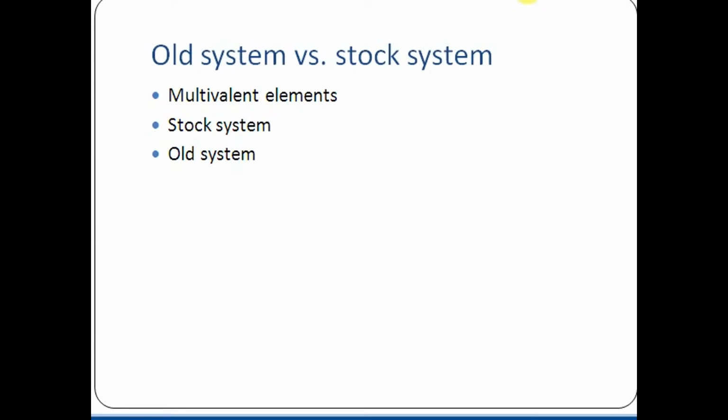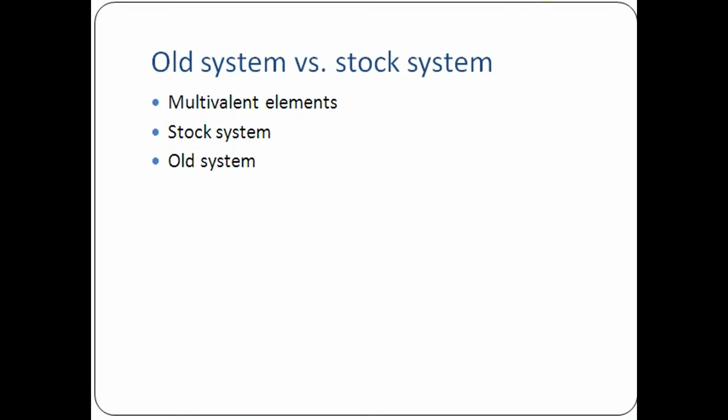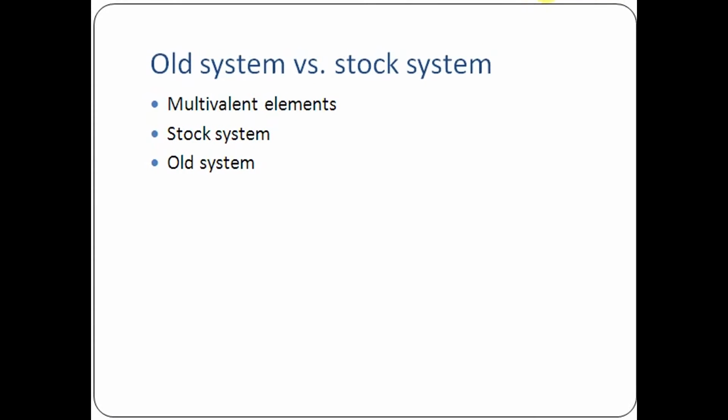Some elements, like the carbon we talked about before, are considered to be multivalent elements. And when we say multivalent, what that means is they've got more than one possible valence state. If you take a look at iron, iron says that it could be a charge of +2 or +3. And the question is, how do you know which one to use?